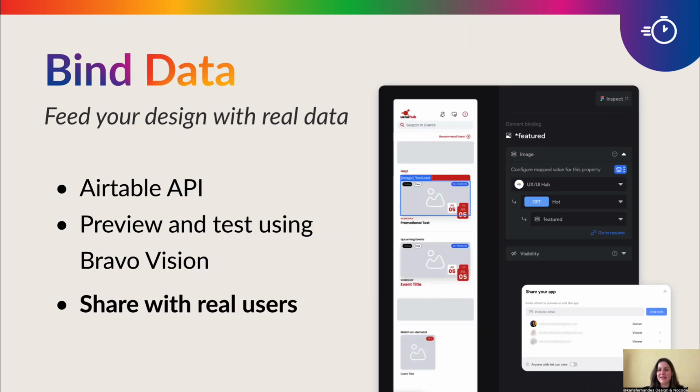After that, I bind my data. So I have a database in Airtable, right? So I use the API, and using the API, I tell each of those tags what type of content it is. I tell it what type of data is coming. So in this case, I have an image that's featured, and I get from the database a list that's called hot that I want to show the featured image. I also name that in the database this way.